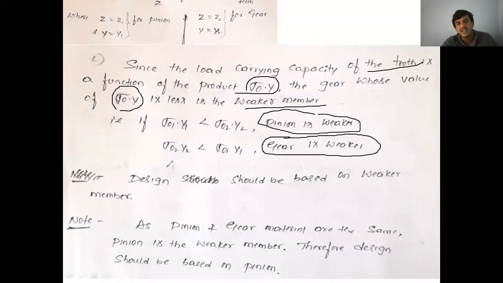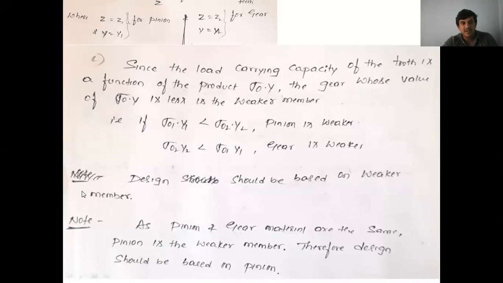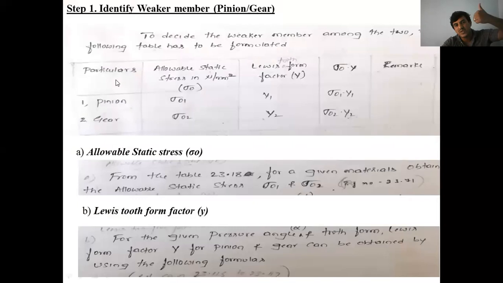Then the design is based on which member? Design is based on the weaker member. It may be a pinion or gear. That first step is to identify the weaker member. How do you identify? Go for constructing the table. What does the table contain? One is particulars, second allowable static stress, third Lewis tooth form factor, fourth one is the product of allowable static stress and Lewis tooth form factor.